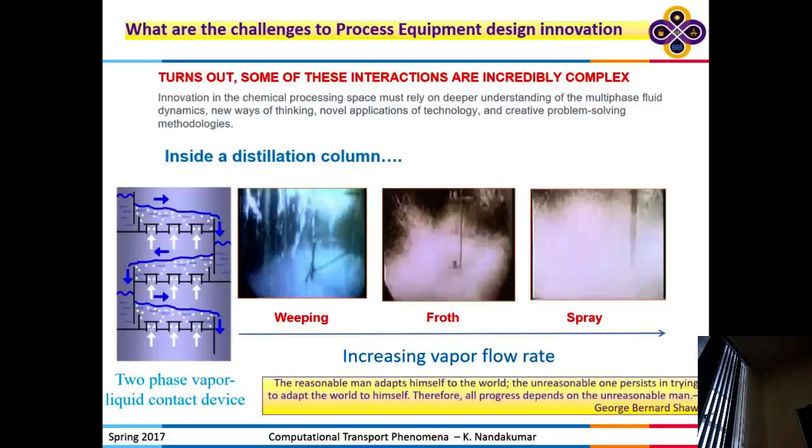Okay? Now, what you see in these images are internal flow structures, as the vapor rate is increased from left to right. So this is on a single tray. And these videos are again available on YouTube, put out by a company called Fractionation Research Incorporated. Okay?